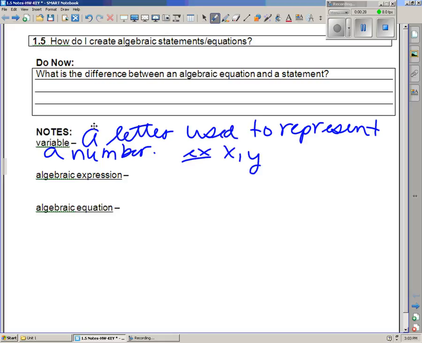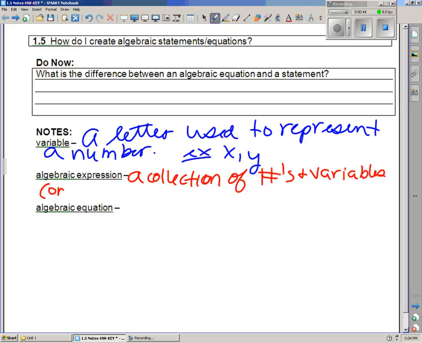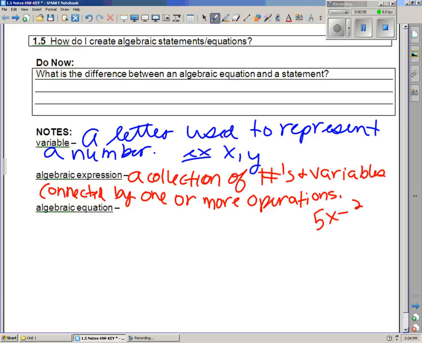An algebraic expression is a collection of numbers and variables that are connected by one or more operations. Operations being add, subtract, multiply, or divide. So an example of an algebraic expression might be something like this, 5x minus 2.